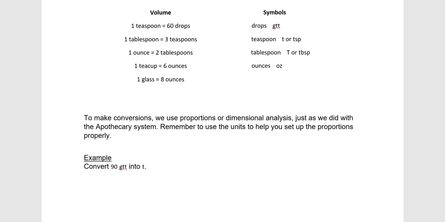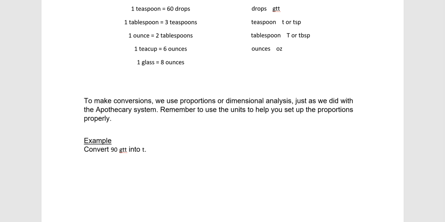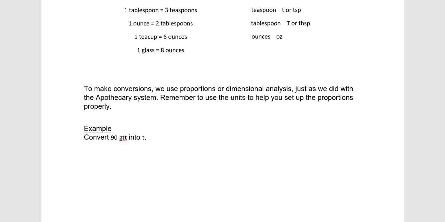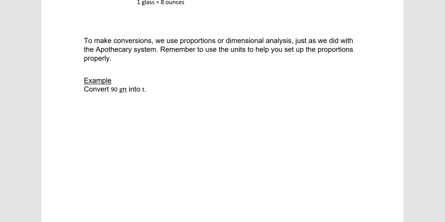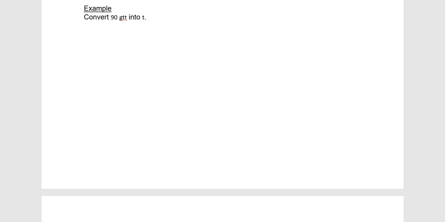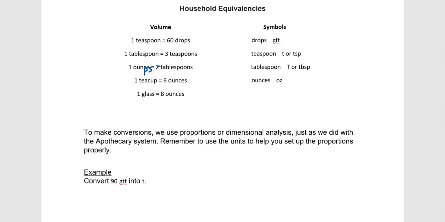Okay, so just like before, to make these conversions, we're going to use proportions or dimensional analysis, just like we've been doing, and we just have to remember to use the units again to help us set these up correctly. The only thing that's new here is the different measurements. We're doing the conversions the same way. Okay, so the first one, let's convert 90 drops into teaspoons. So starting with 90 drops, let's look back up at the conversions up here.